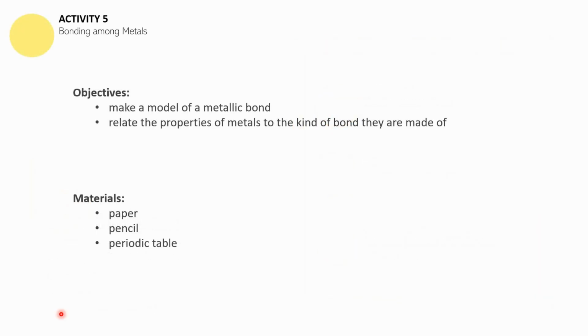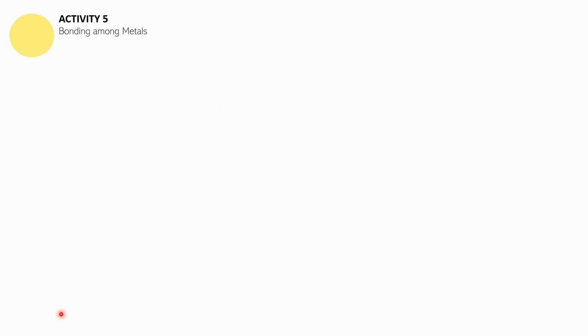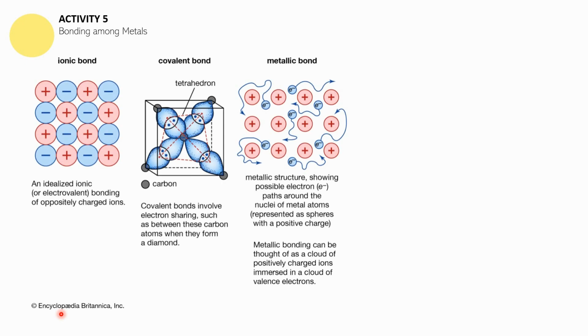Activity number 5, bonding among metals, has the following objectives. For the first objective, you need to be able to make a model of a metallic bond. For the second objective, you have to be able to relate the properties of metals to the kind of bond that they are made of. You need the following materials: a paper and a pencil, as well as a periodic table. So listen first to my discussion.